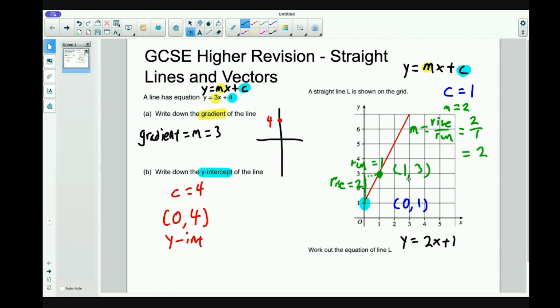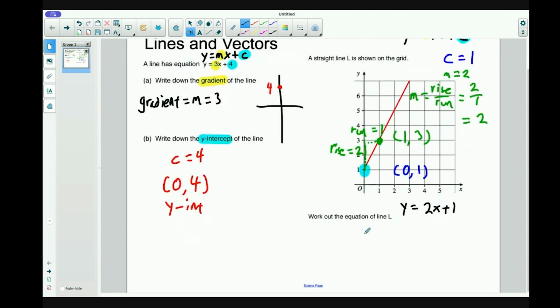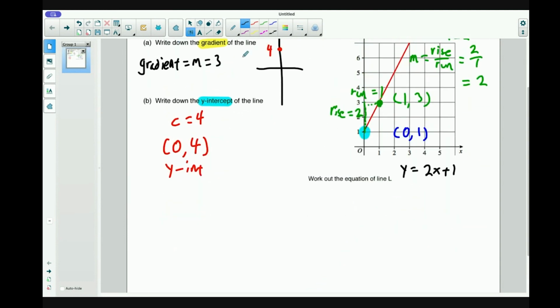Okay. So the alternative way that we could have done this is by using our other formula for gradient. If you do recall, our other formula for gradient is m is equal to y2 minus y1 over x2 minus x1. Looking at our 2 points again, I'm just going to go ahead and rewrite them here. So I had (0, 1) and (1, 3). Essentially what we want to do is just pick one of the points or one of the coordinates to become our x1, y1.